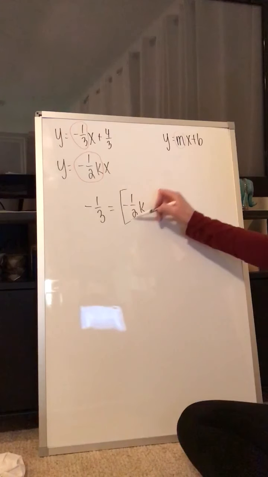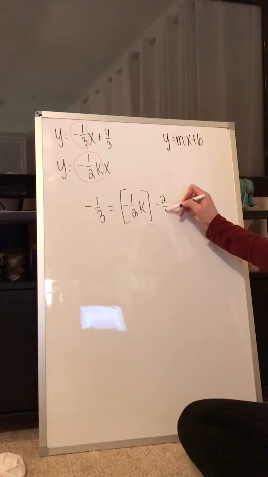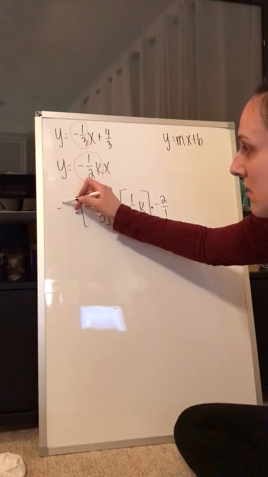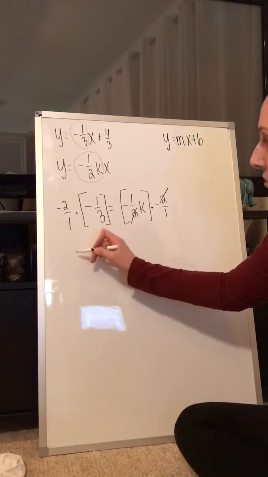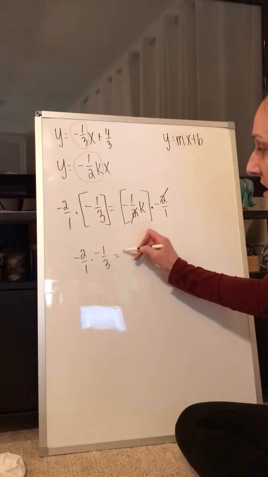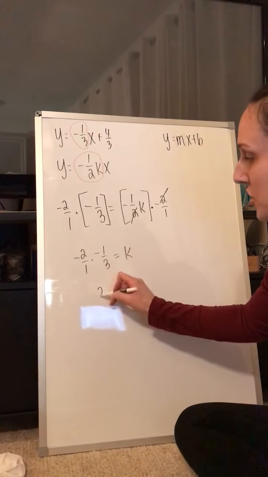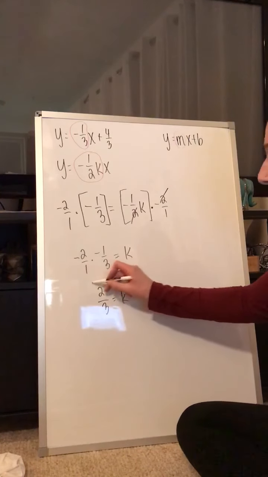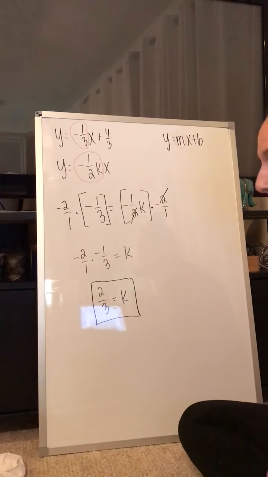To solve this equation, I want to get k by itself. So I'm going to multiply both sides by the reciprocal of negative 1/2, which is negative 2 over 1. I'm going to do the same thing on the other side of the equation, because everything cancels out over here. So I'm left with negative 2 over 1 times negative 1 over 3 equals k. Multiplying across, negative 2 times negative 1 is 2, 1 times 3 is 3. So the value of k that will make that system of equations have no solution is 2 over 3.